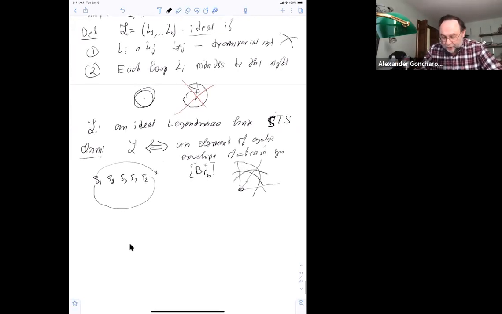But what it really means, so what is this S1? So this is a simple transposition which you draw like that. Then what is this S2? This means that you have another one which goes like that. And so if you keep doing this, you draw a braid, right?